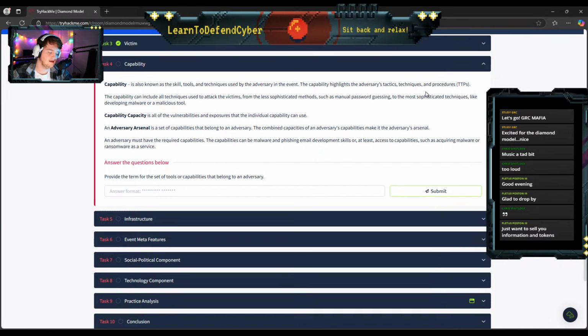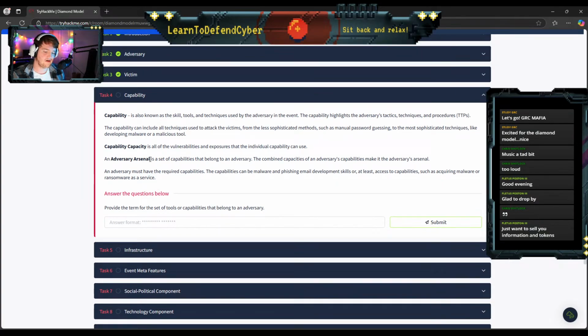The TTPs are basically a fingerprint, right? They use Cobalt Strike. They always abuse SMB. They always do X, Y, and Z. It's just patterns and habits that these groups have. Capability can include all techniques used to attack the victim, from the less sophisticated methods such as password guessing to more sophisticated techniques like developing malware. The capability capacity is all of the vulnerabilities and exposures that an individual capability can use. The adversary arsenal is a set of capabilities that belong to an adversary.